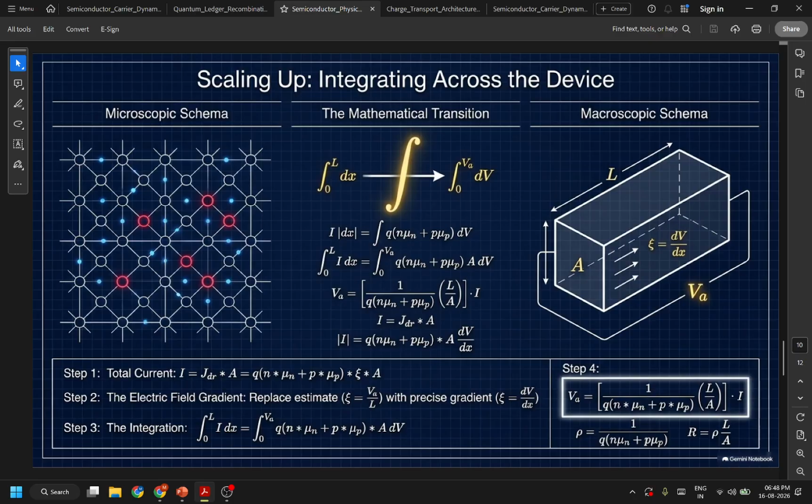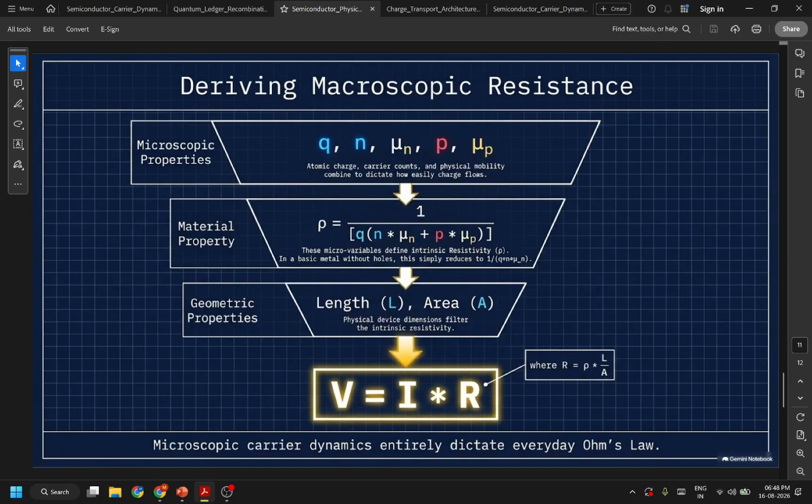Now by Ohm's law we know that this part is our resistance, and we know that R equals rho L by A. So this gives us rho, which is resistivity, equals 1 by q(n mu n plus p mu p). So we derived our macroscopic resistance from our microscopic properties q, n, mu n, p, mu p. And from here we also derived Ohm's law.